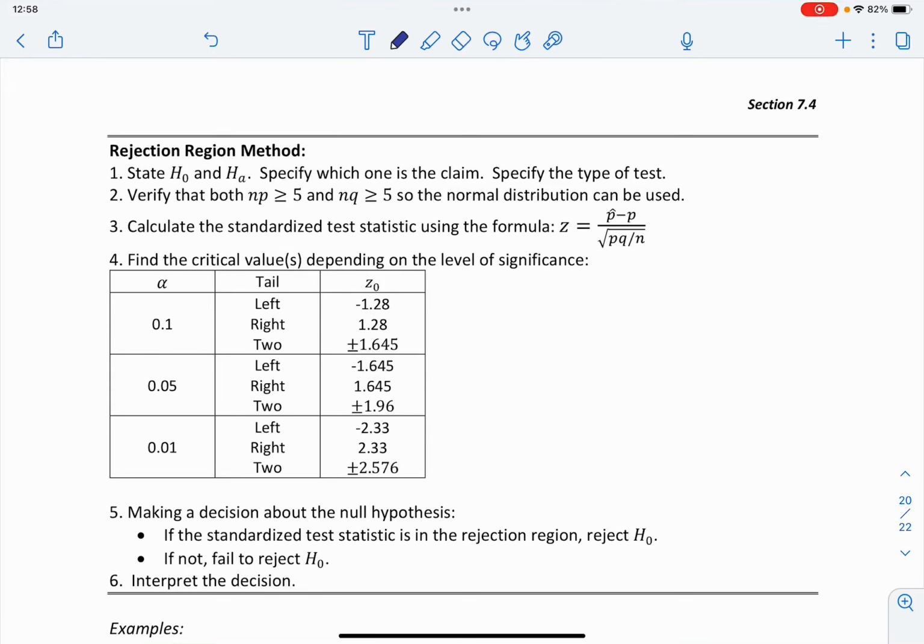Hey everyone, we're going to finish up 7.4 with the rejection region method. So these are the steps. Steps 1, 2, 3, and 6 are all the same as before. So really it's these steps 4 and 5 that are different. So I'm going to redo some problems that we've already done.